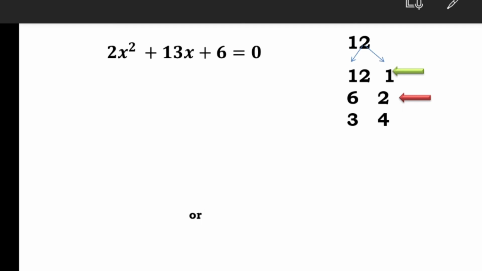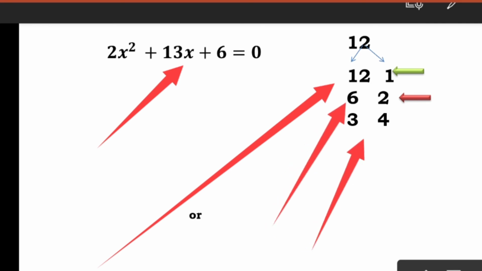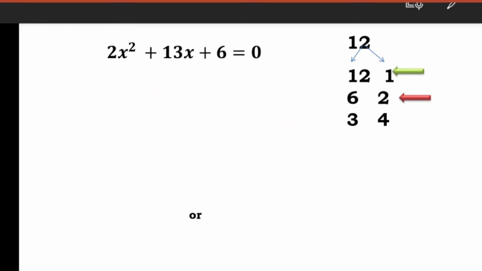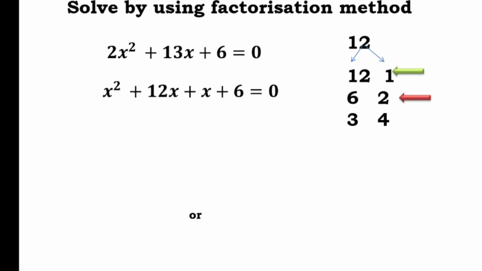Only if you see the first one, if you add you get 13. That's perfect. But the others will become 8 or 4, which will not fit with the middle term. This also will get 7 or minus 1, but it will not fit with the middle term. Therefore we go with the first one, that's 12 and 1. Therefore we write this in this form: 2x square plus 12x plus x plus 6. X means you can write 1x.